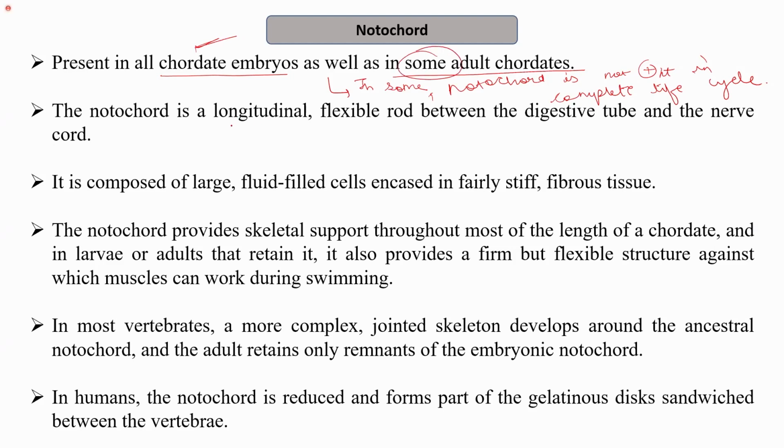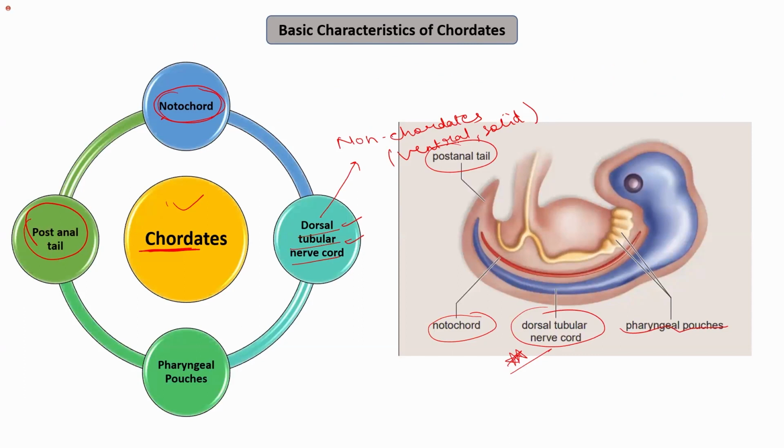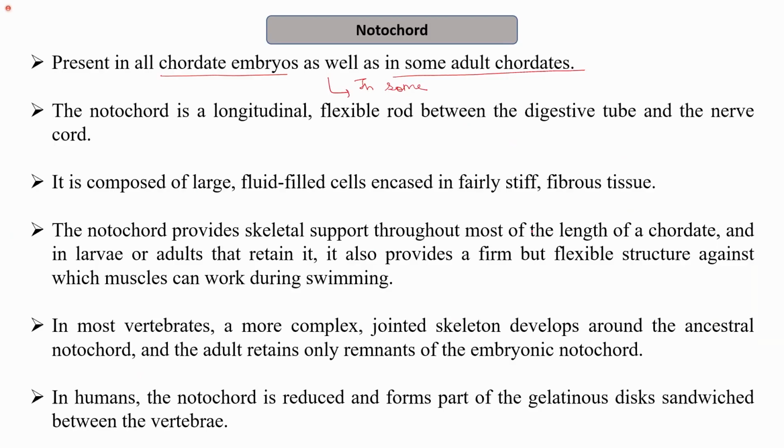The notochord is a longitudinal flexible rod between the digestive tube and the nerve cord. We can see here in the previous figure that this is the notochord. This is present in between the digestive tube and the nerve cord; the structure shown here in the red color is the notochord. So it is a flexible rod between the digestive tube and the nerve cord.